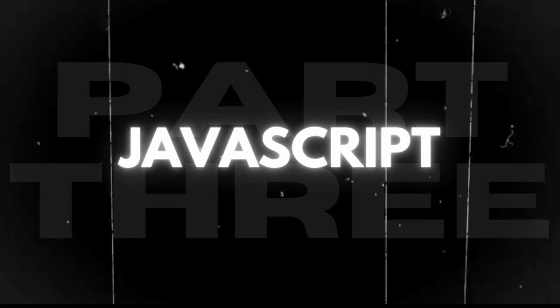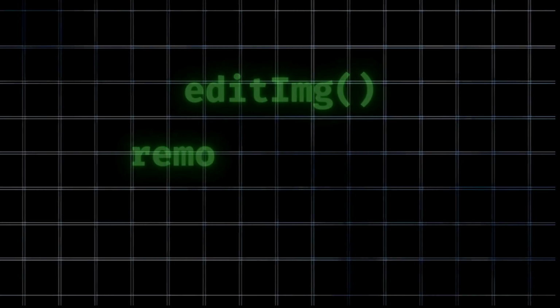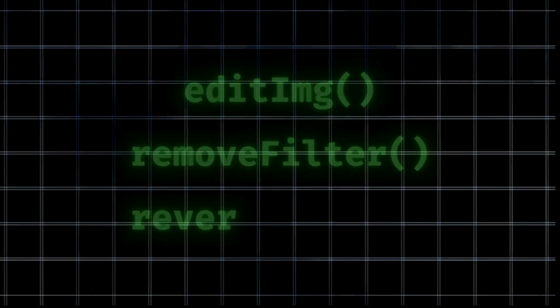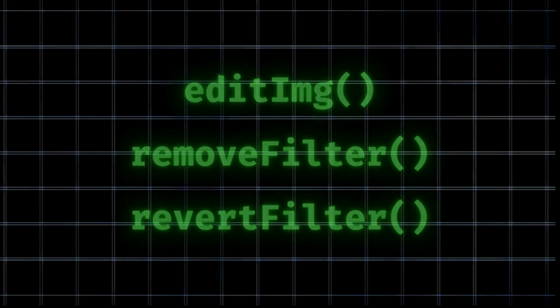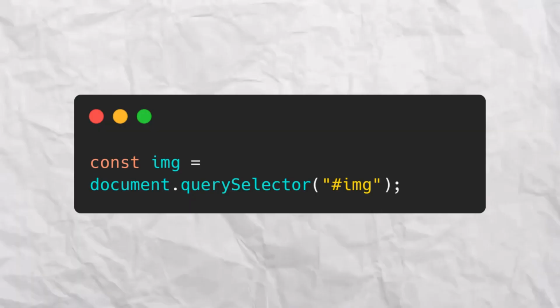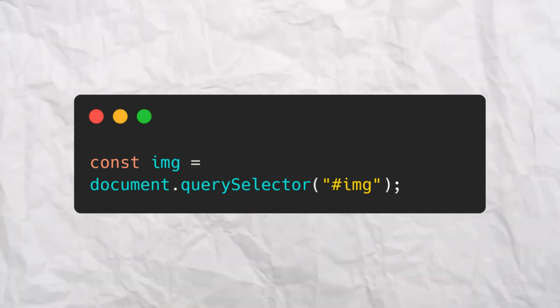Now the most important part of the project is the scripting of the functions. We have defined 3 functions so far: edit image, remove filter, and revert filter. Let's make them one by one. Before that, we import the image by its ID for further use.